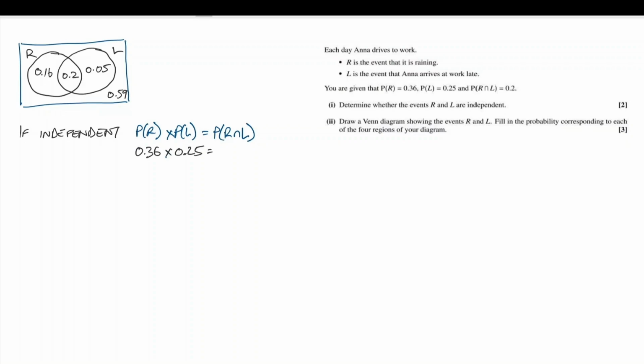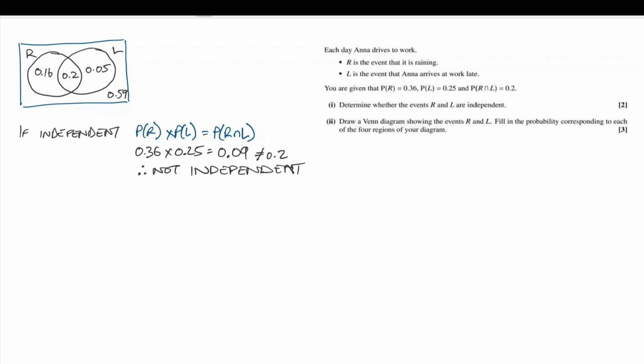Well, let's do the calculation. 0.36 times 0.25 equals 0.09. So no, it doesn't equal the intersection. This is not equal to 0.2. And that's enough for me to confirm and to conclude that these events are not independent.